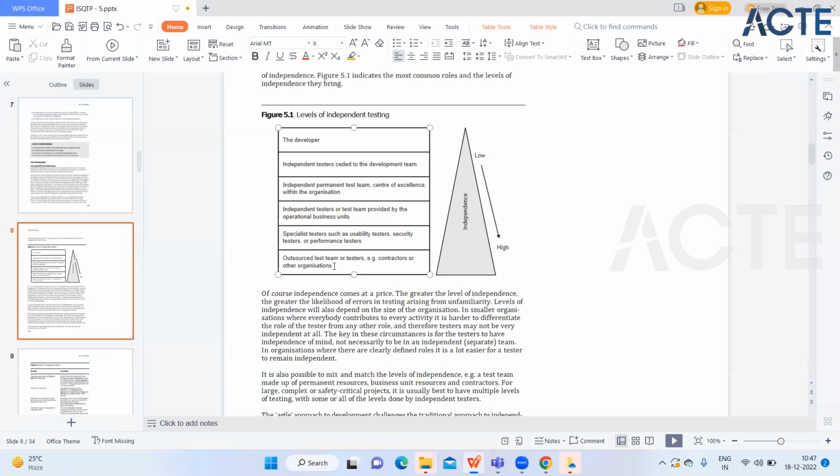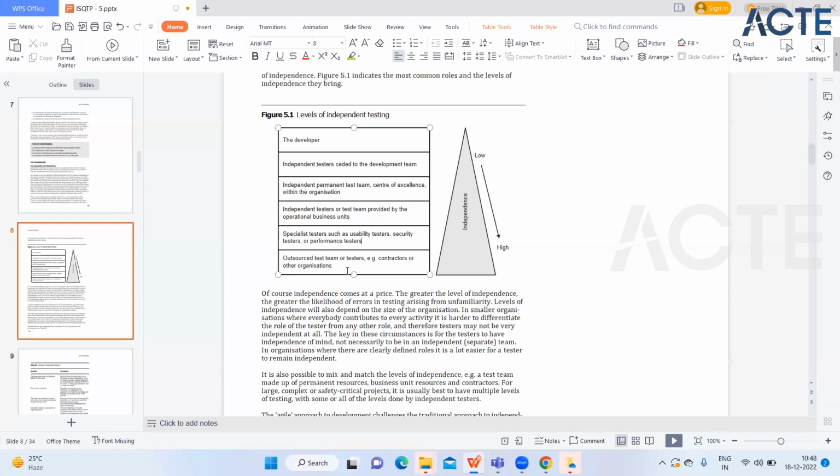So you will get a kind of question in terms of independence, like what should be the best option which describes the more level of independence. So you should have two options like that, and you should choose the option like that: the person who is having the more independent testing.